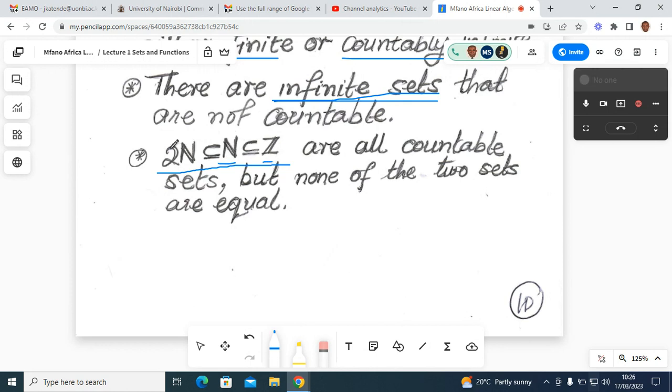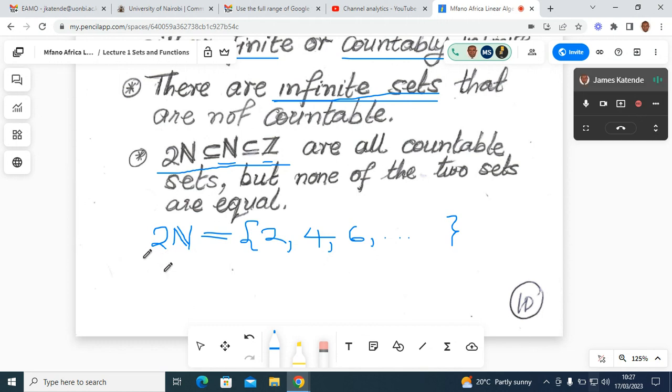So for instance, think of 2N as a set of positive even numbers. What we mean by 2N is a set of positive even numbers. So that means you will start from 2, 4, 6, and so on. It keeps going on and on. So these are all the positive even numbers. This is a countable set, but it turns out it's a countable set that is a subset of another countable set, and all of them are infinite sets.